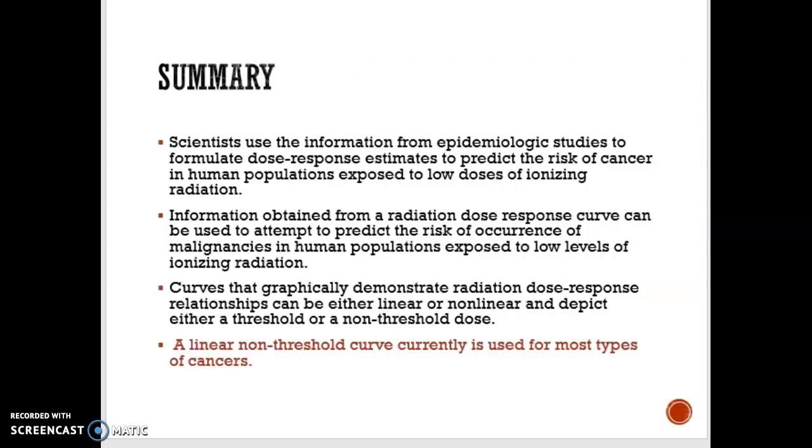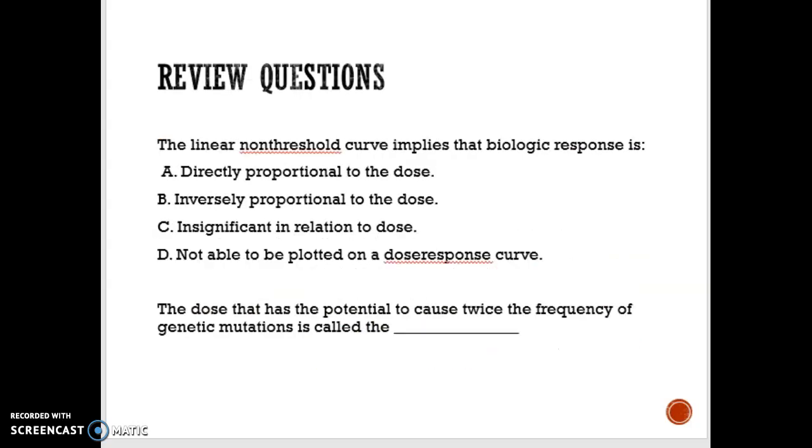So I have a few summary points embedded here that you can review on your own, as well as a few review questions. So that's it for this lesson. Next, we will move on to the effects on the embryo, the fetus, and the child.